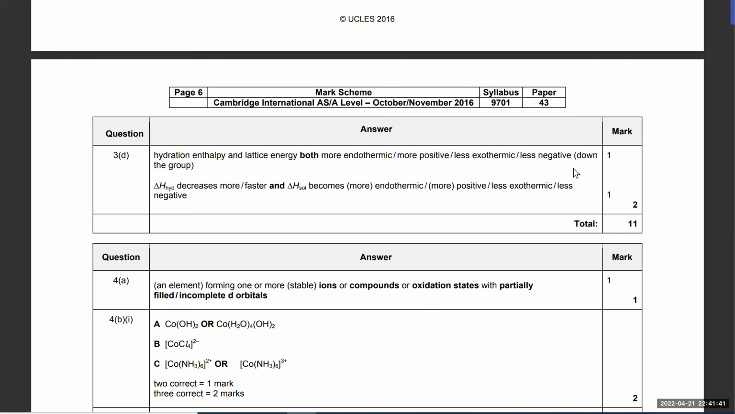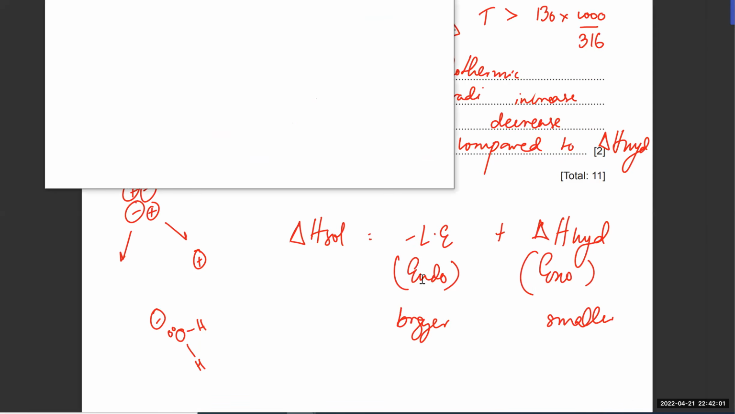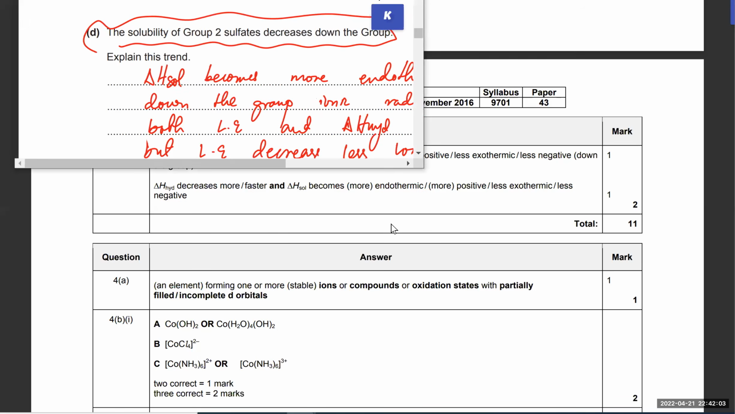It becomes less negative down the group, or decreased. And delta decreases more compared to the other one. So next one. Wait a second.